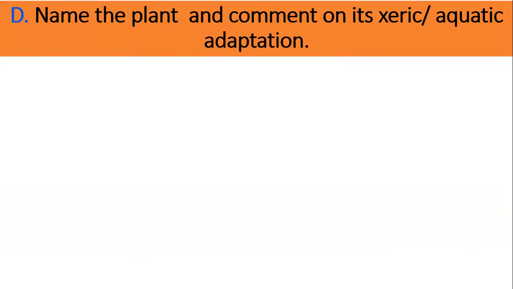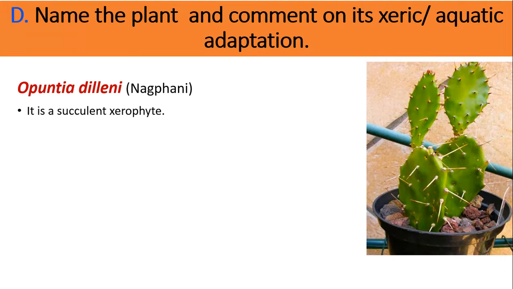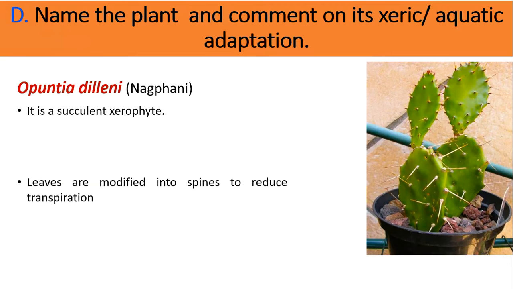Or on spot D, you can get name the plant and comment on its xeric or aquatic adaptation. Here you can see very common plant, that is cactus. It is xeric adaptation. In exam, you have to say the given spot is Opuntia dillenii. That is not funny. It shows xeric adaptation. It is a succulent xerophyte. It means it stores water.